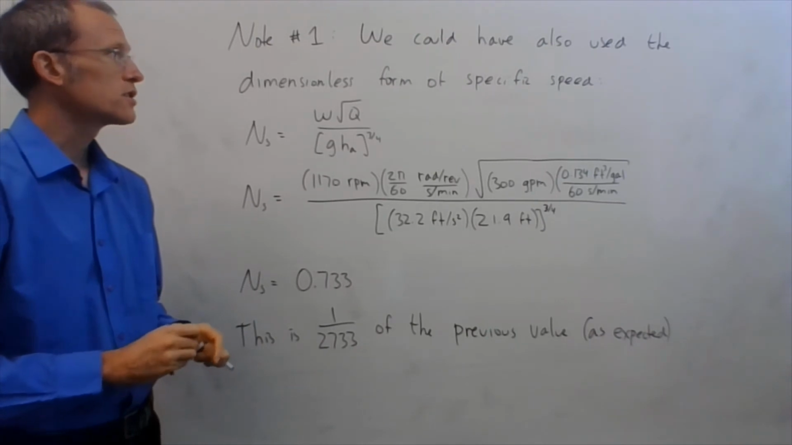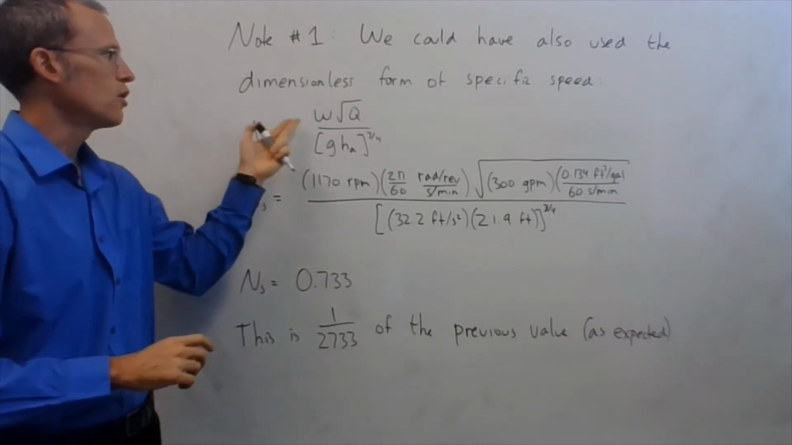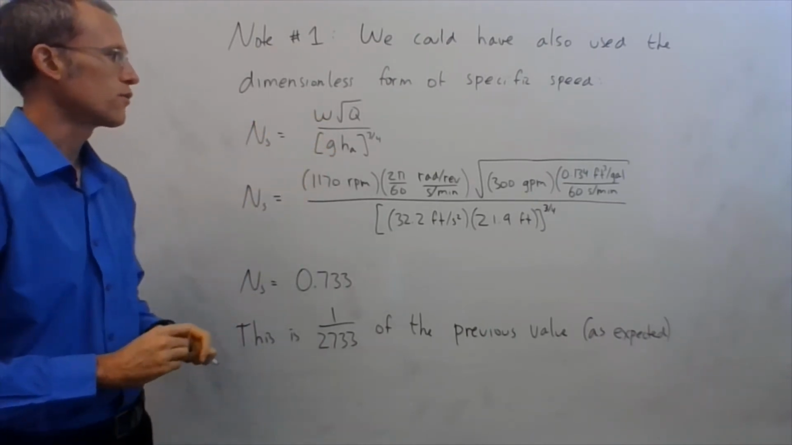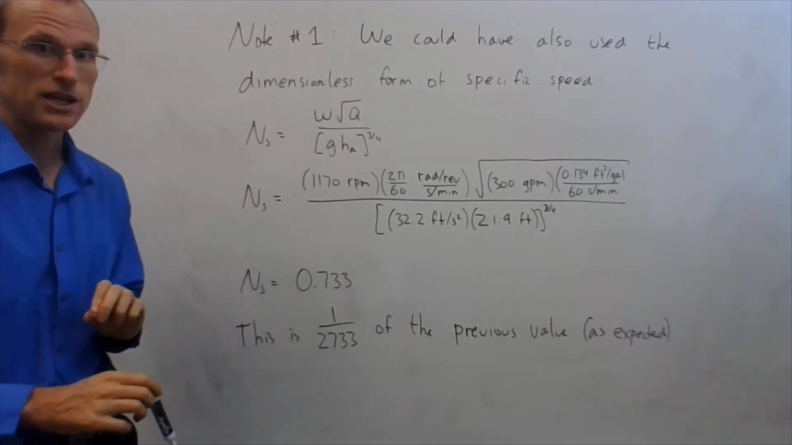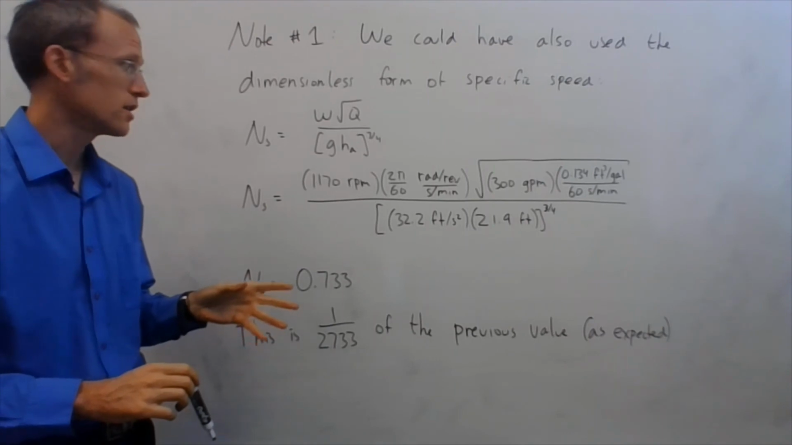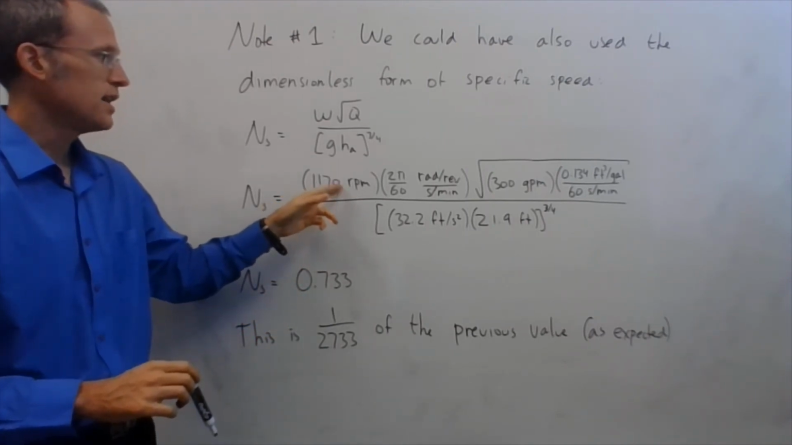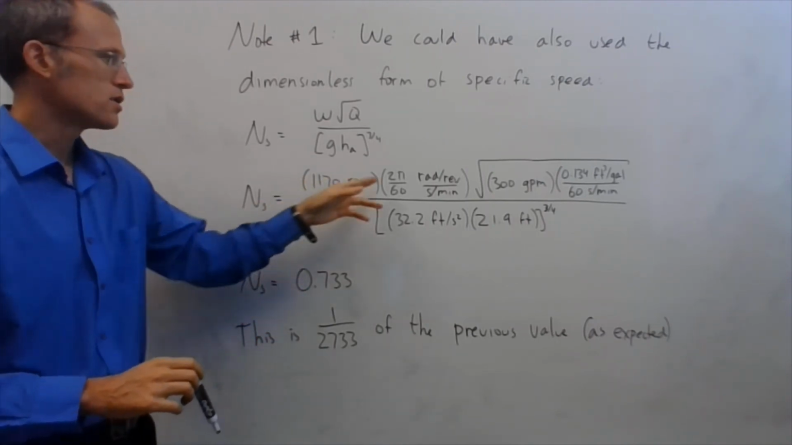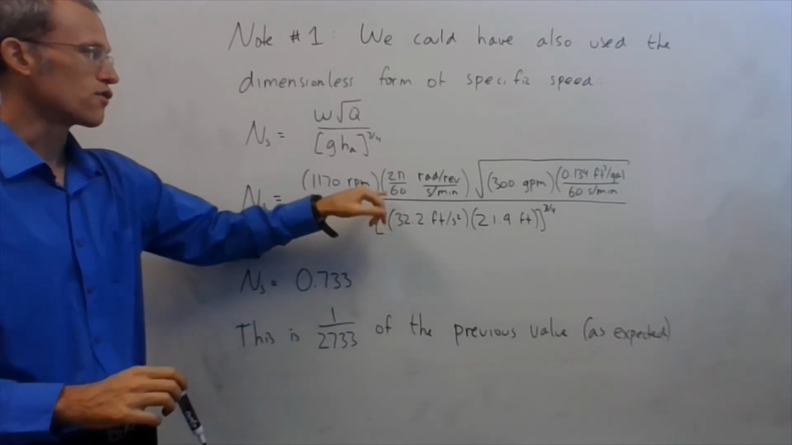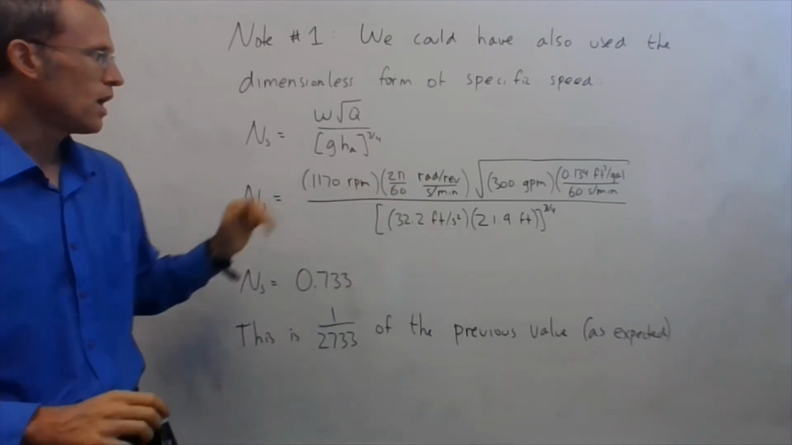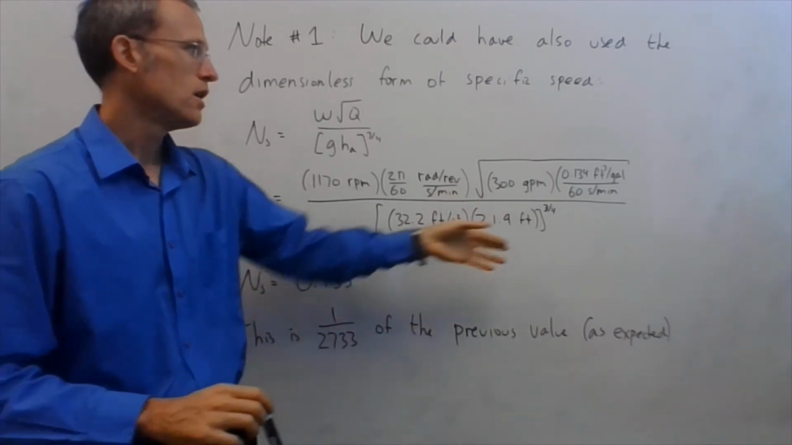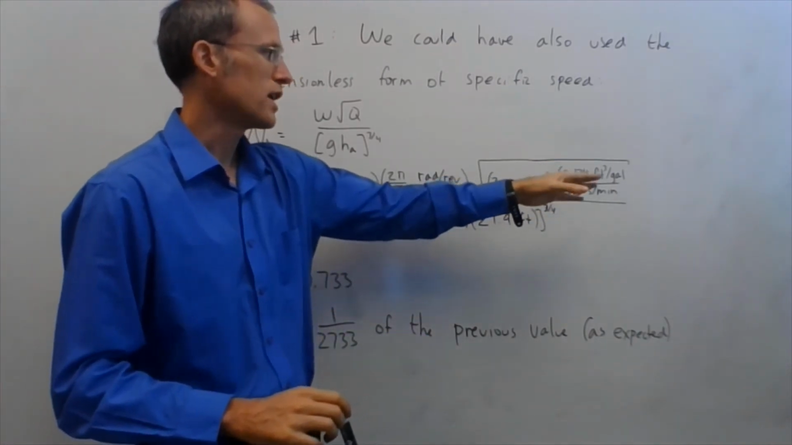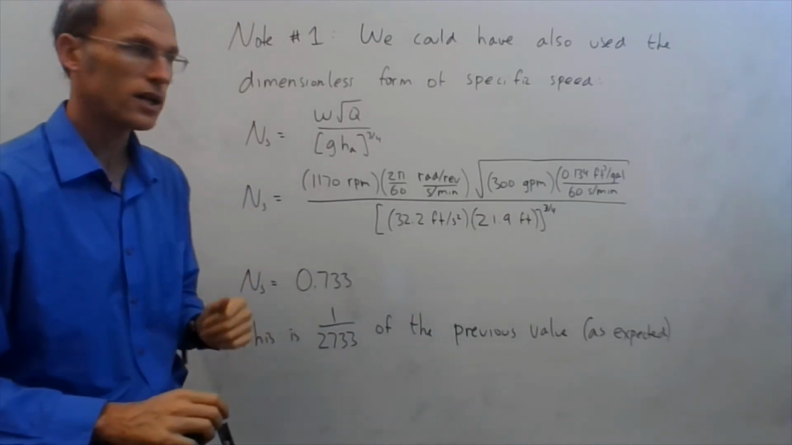You could also use the dimensionless form, so the actual form of specific speed, omega root Q over GH to the 3/4 power. Doing this, we need to make sure everything is actually dimensionless, so we have to make all the unit cancellations. So 1170 RPM, you need to change that to radians per second, so 2 pi radians per revolution over 60 seconds per minute. The Q, 300 gallons per minute, again, we need that in feet cubed per second. So we need 0.0134 feet cubed per gallon, 60 on the bottom, seconds per minute again.